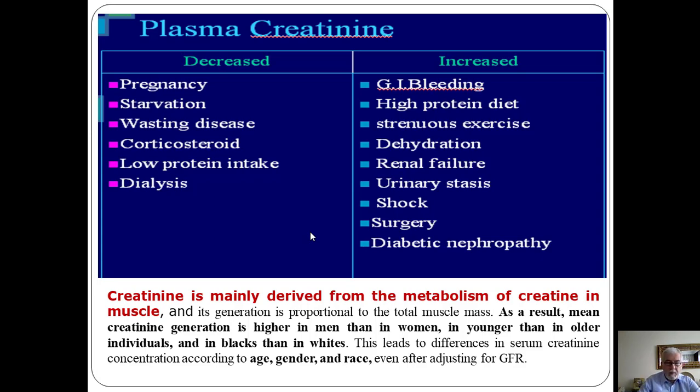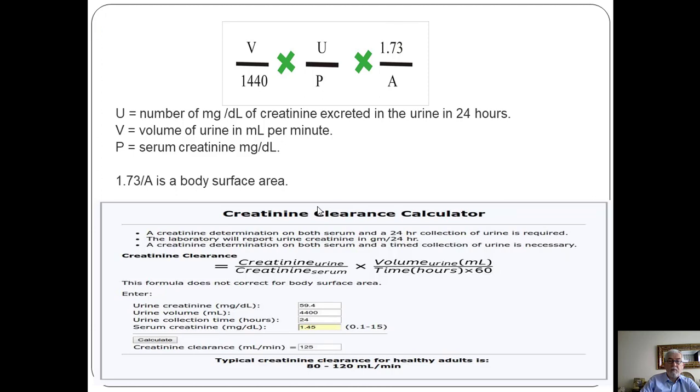As a result, mean creatinine generation is higher in men than in women, in younger than in older individuals, and in blacks than in whites. This leads to differences in serum creatinine concentration depending on age, gender, and race. You have to keep it in your mind when you calculate creatinine levels and concentration.